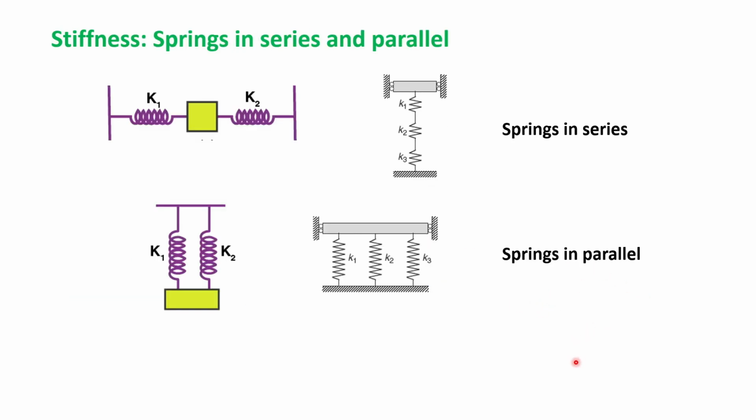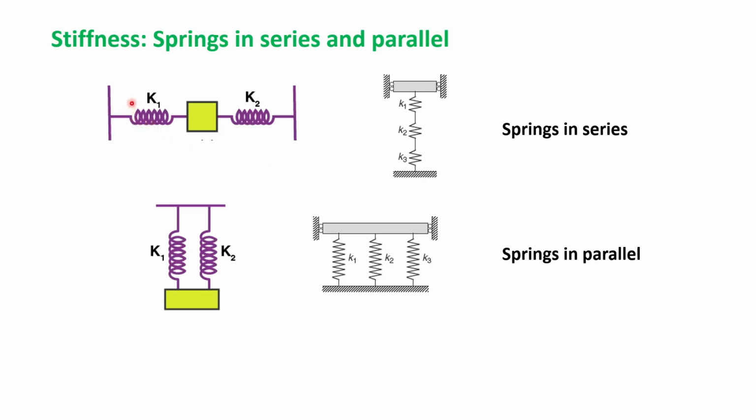Now let us see when the springs are in series and parallel. This is a very important concept because all these real systems will be combined out of many stiffness elements. So some will be in series, some will be in parallel, some will be in combination of various complexities. How to get the resultant stiffness out of all this complex system? So we are considering two simple cases.